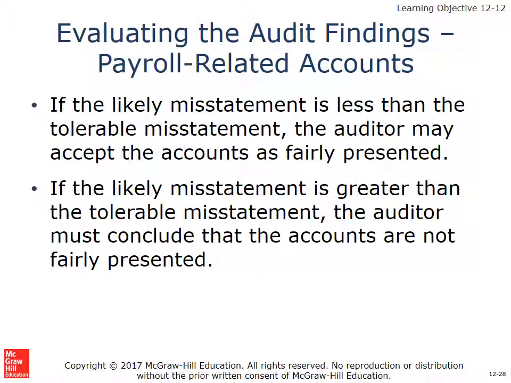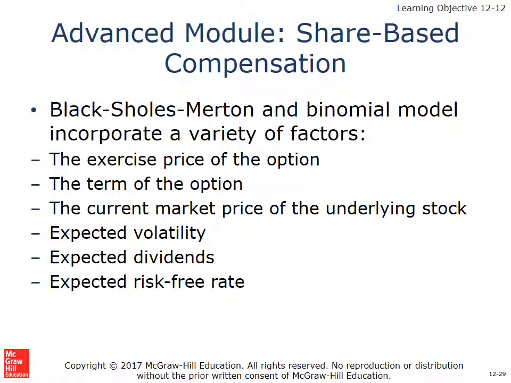Once the audit process is complete, we now have to evaluate the findings. So if the likely misstatement is less than the tolerable misstatement, the auditor may accept the accounts as fairly presented. If it's greater than the tolerable misstatement, of course, as always, the auditor must conclude that the accounts are not fairly presented. And from there, discussion would be made with the company about how they will correct that.